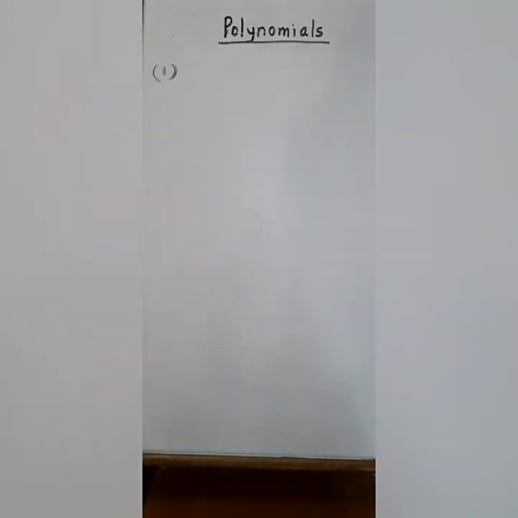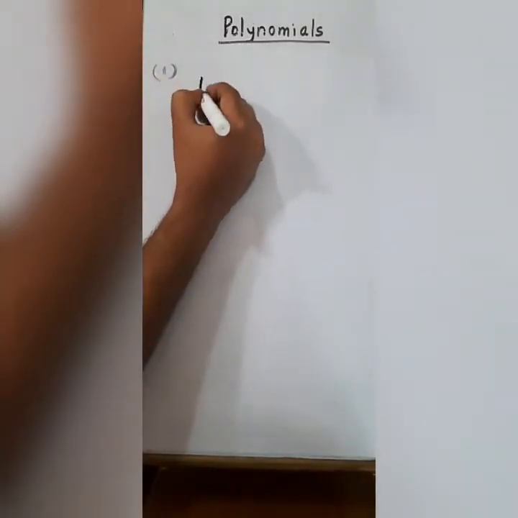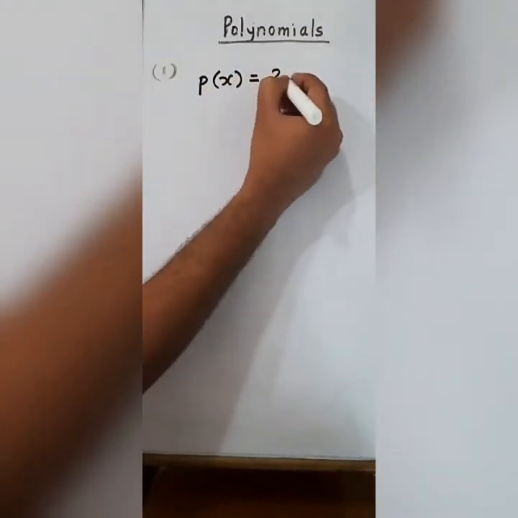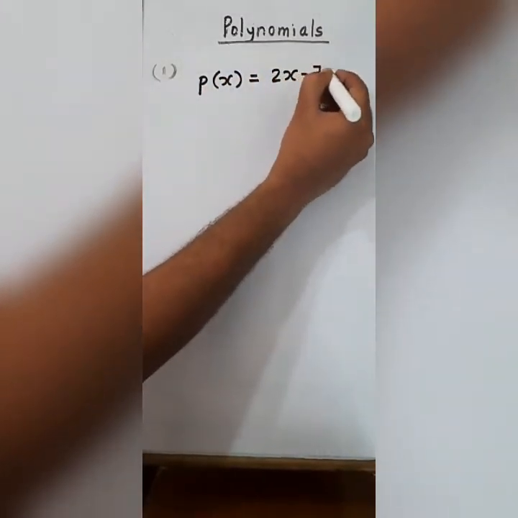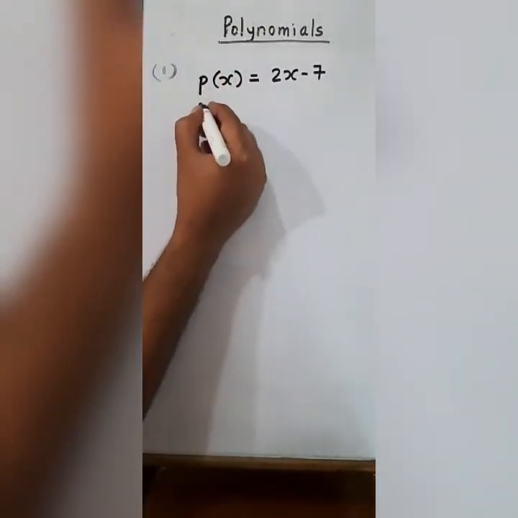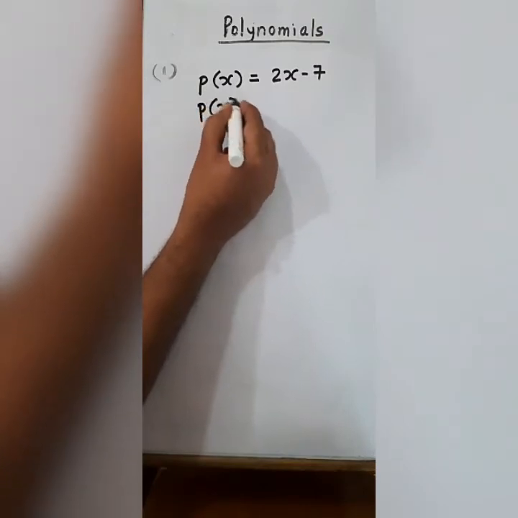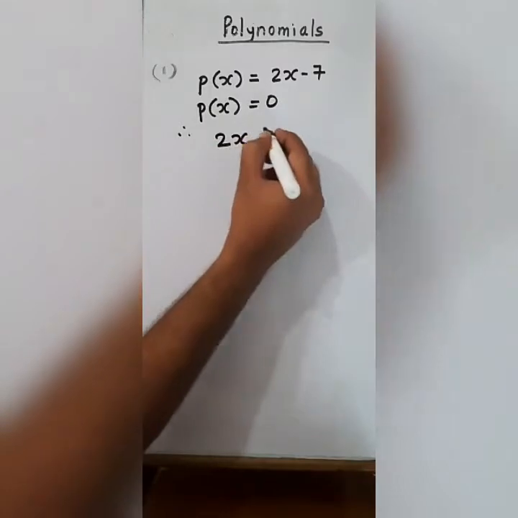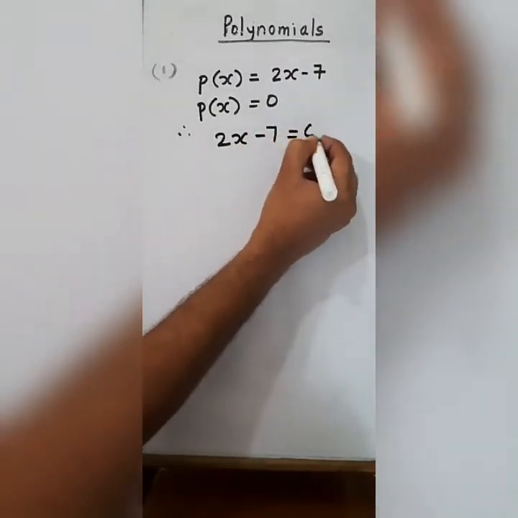The zero of the polynomial p of x equal to 2x minus 7. So p of x equal to 2x minus 7. To find the zero, what we do? We equate the polynomial to 0. So what is p of x? So we will write p of x is equal to 0. Therefore, 2x minus 7 is equal to 0.